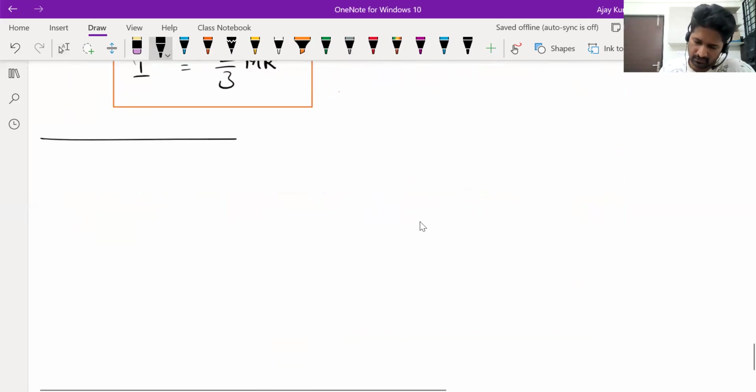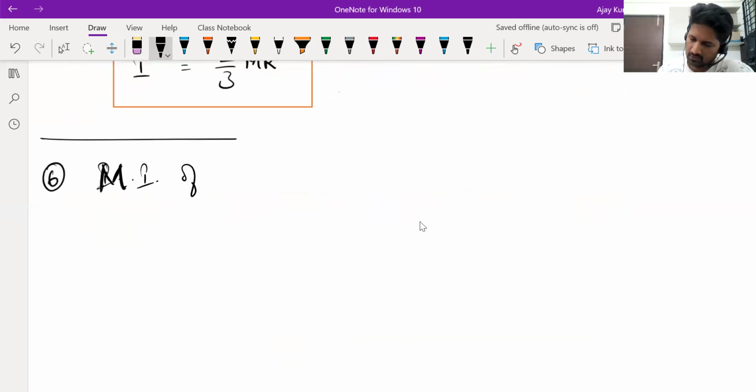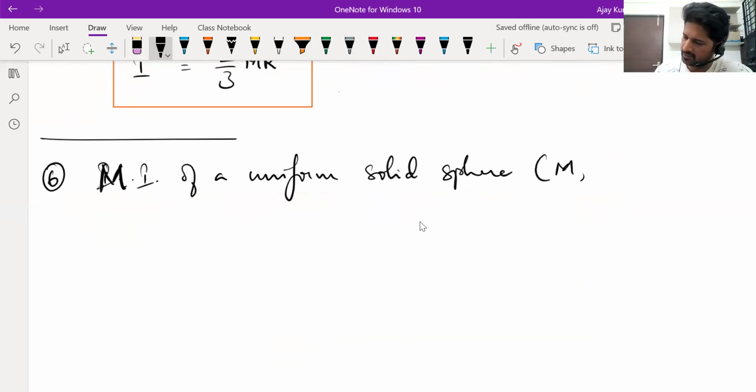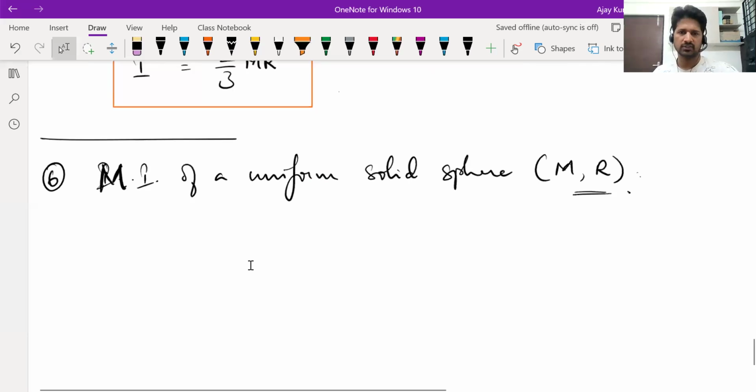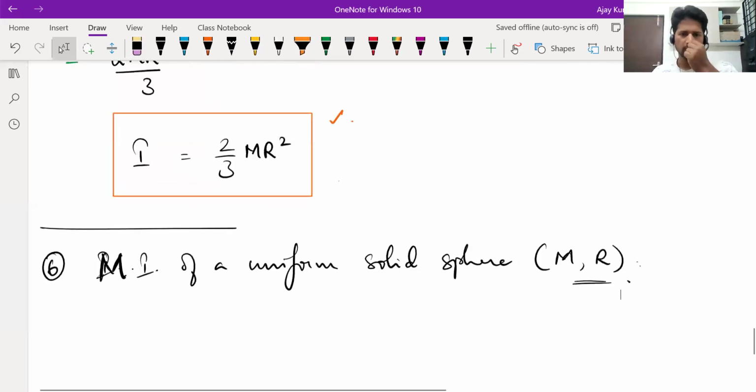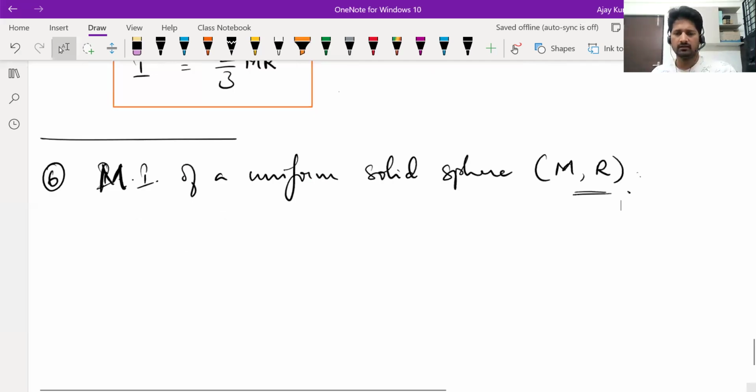Next, moment of inertia of a uniform solid sphere. Assume its mass is m, radius is r. Axis is again an axis passing through the center of the sphere itself. Okay. Can one of you tell me an idea? What will you treat a solid sphere as to derive its moment of inertia easily?